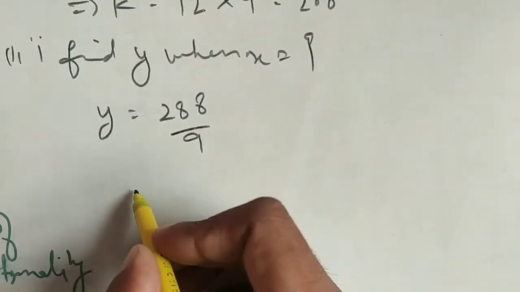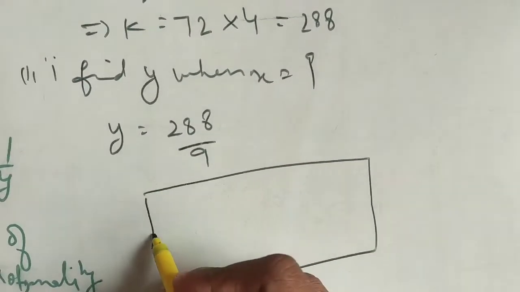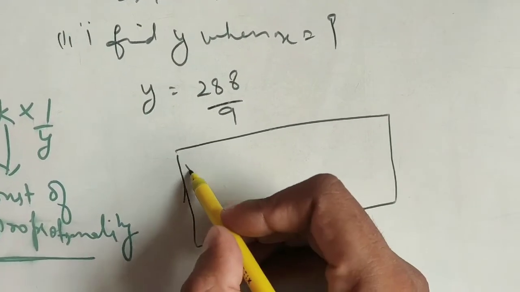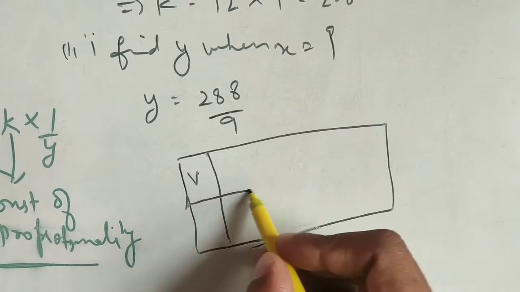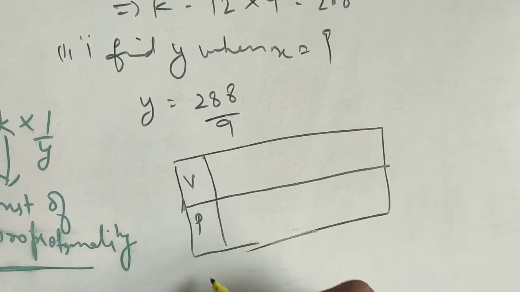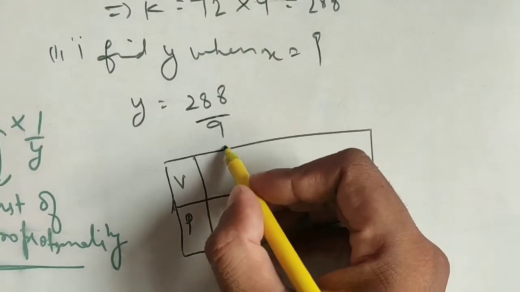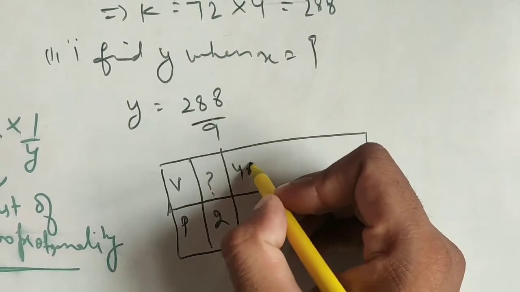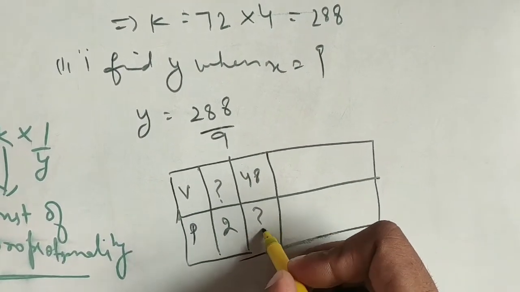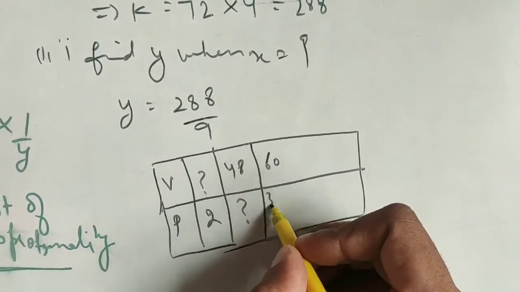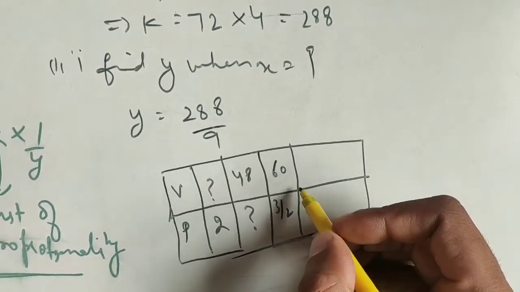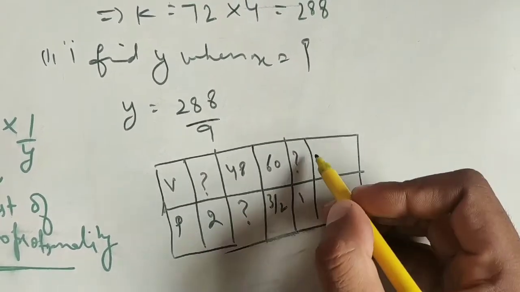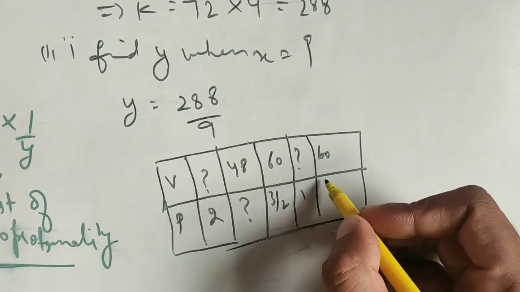Second, we do this. In the second example there is a table in which this is the volume and this is representing the pressure. This we don't know, question mark is there. This is 248, we don't know this. 60, this is 3 by 2. Then we don't know this part, this is 1. Then it becomes 100 and this part we don't know.